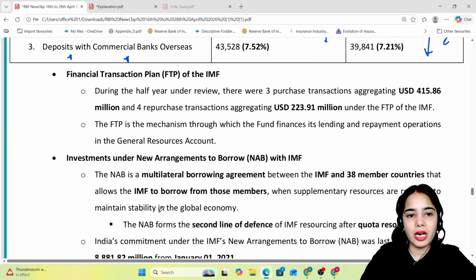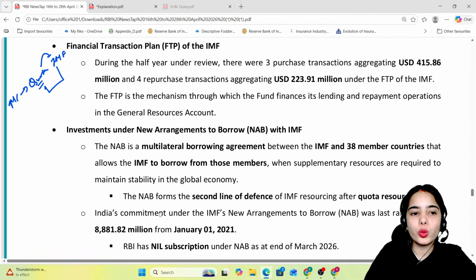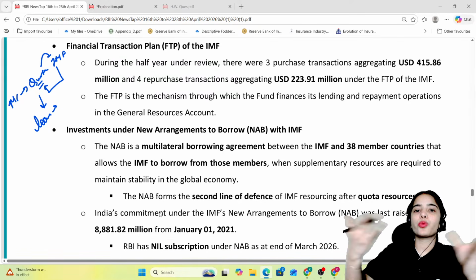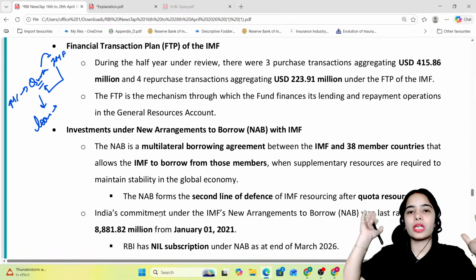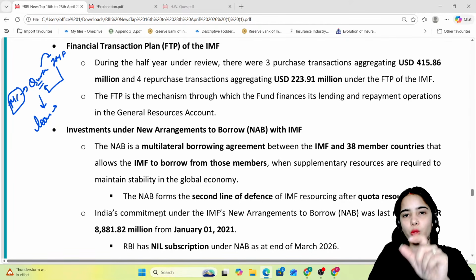Now coming to the next part, that is the financial transaction plan of the IMF. See, basically the member countries are providing quota to the IMF. Now, what is the use of this quota? The IMF can use the quota to provide loans to the different countries that are in need. So if there is a disaster that happens in, let's say, Mauritius, the money is provided to Mauritius or Maldives or Turkey and such.